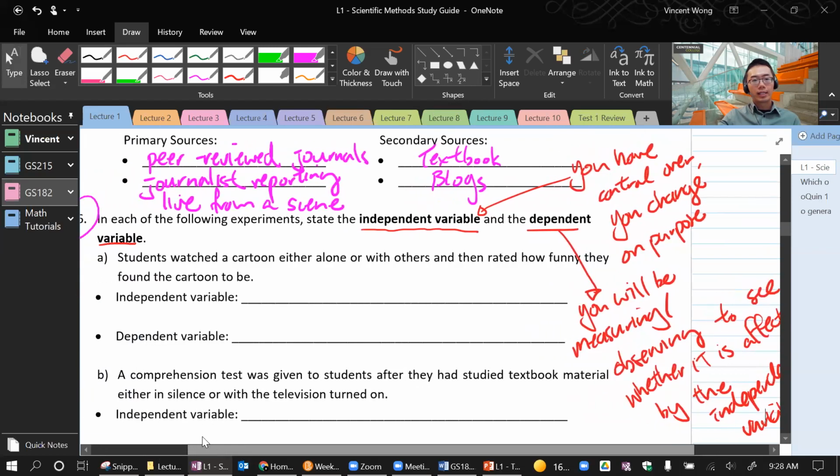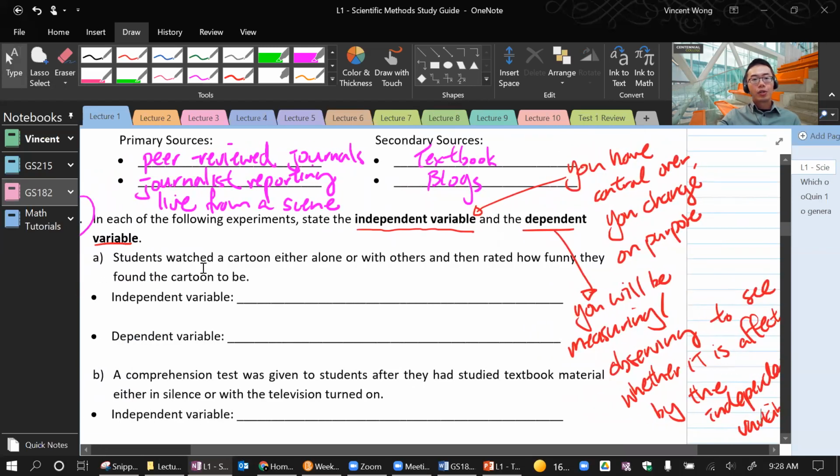Now, perhaps I'll do one example. Students watched a cartoon either alone or with others, then rate how funny they found the cartoon to be. Okay, so the independent variable here, the one that is being changed, would be watching alone or with others. So either with others or by yourself.